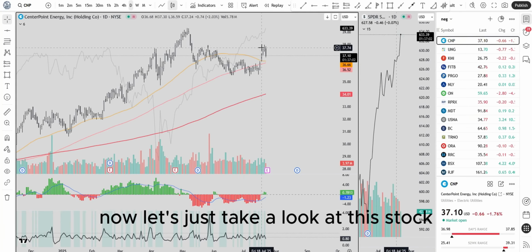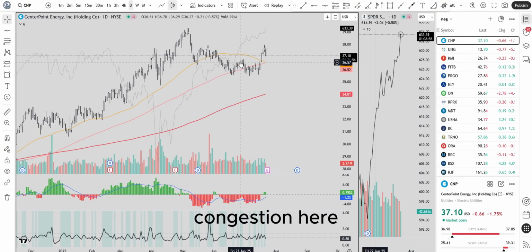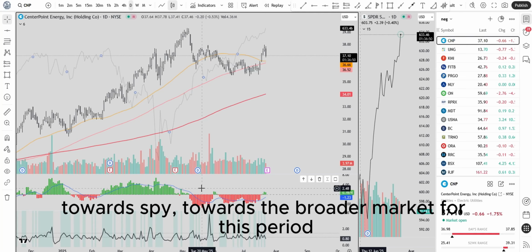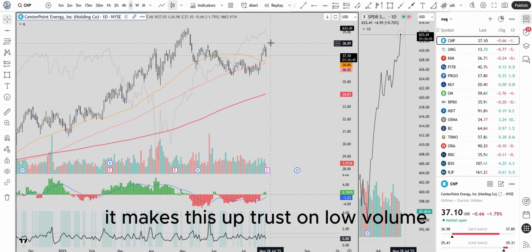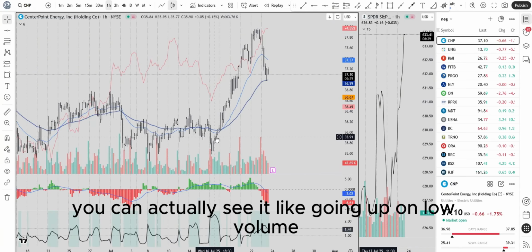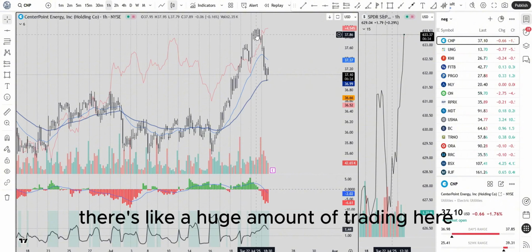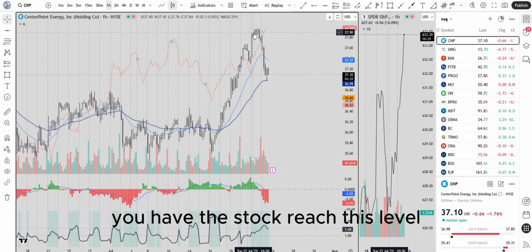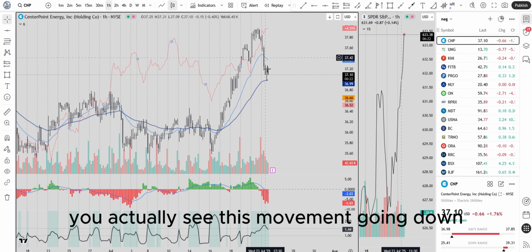Now let's take a look at this stock, what's happening. In this period we have this congestion here, then the stock shows negative divergence towards SPY, the broader market, for this period, then reaches this zone and makes this upthrust on low volume. When you take a look at it on the daily, you can see it going up on low volume, and then you see volume pick up. There's a huge amount of trading here while the market backdrop is bullish, the market's going up. The stock reaches this level, huge amount of volume, huge amount of trading going down, and on the next day you see this movement going down.